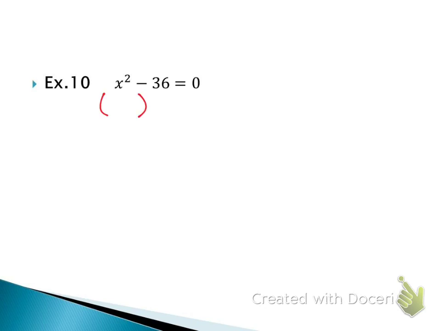It gets factored into 2 parentheses. What goes in the front of both? X. What goes in the back of both? A 6. And yes, as some people have said, we've got 1 plus and 1 minus. And this still gets set equal to 0. So we factored it.